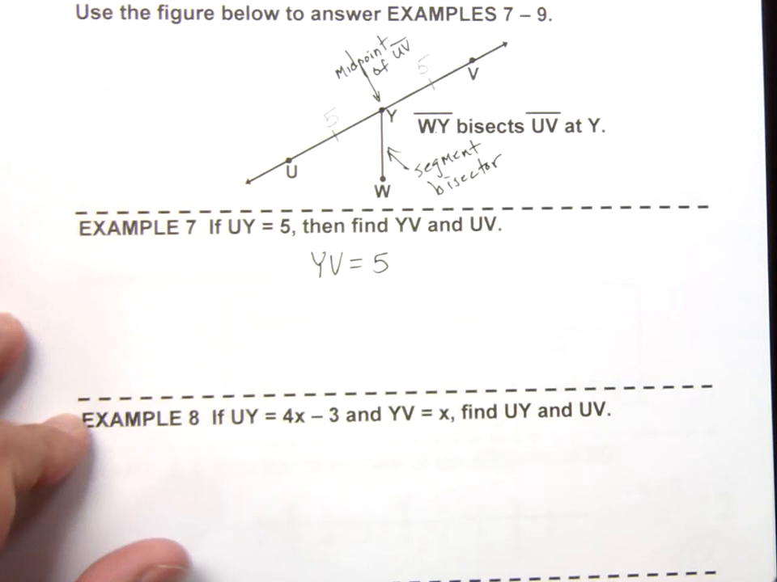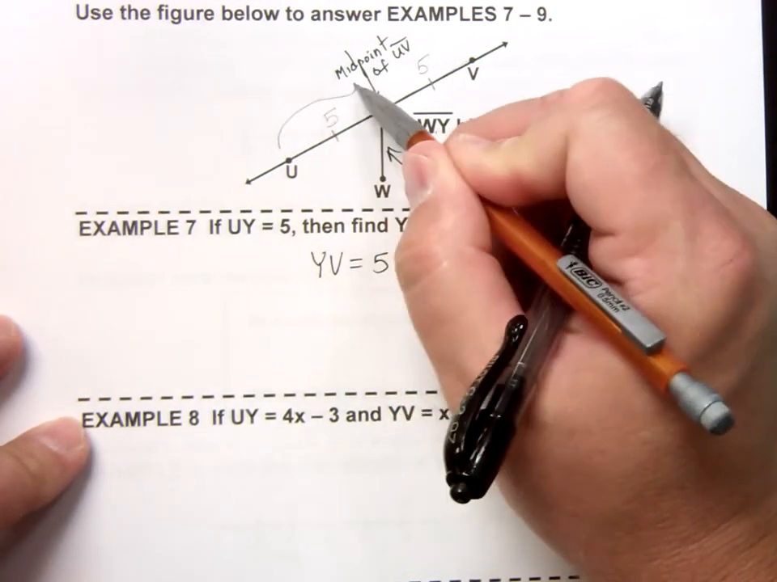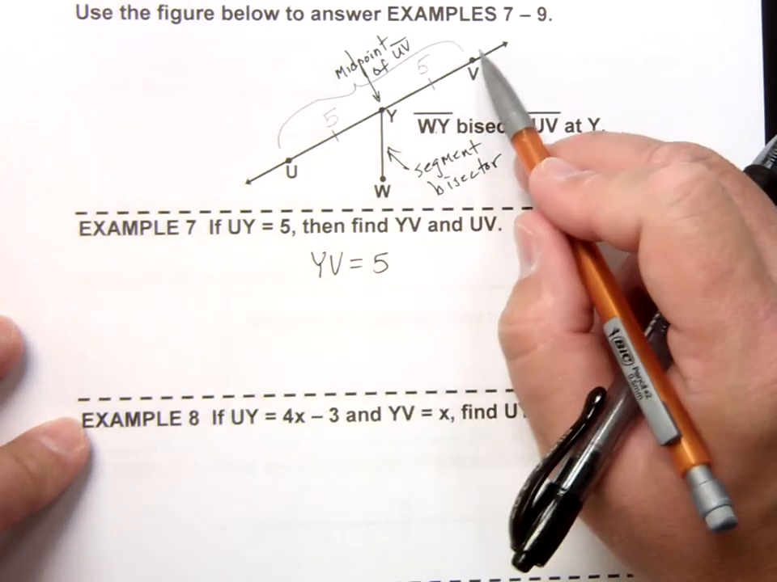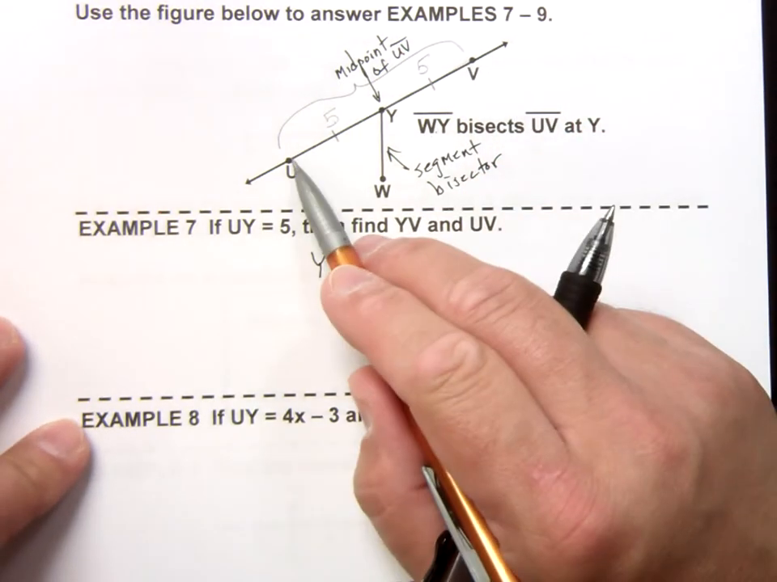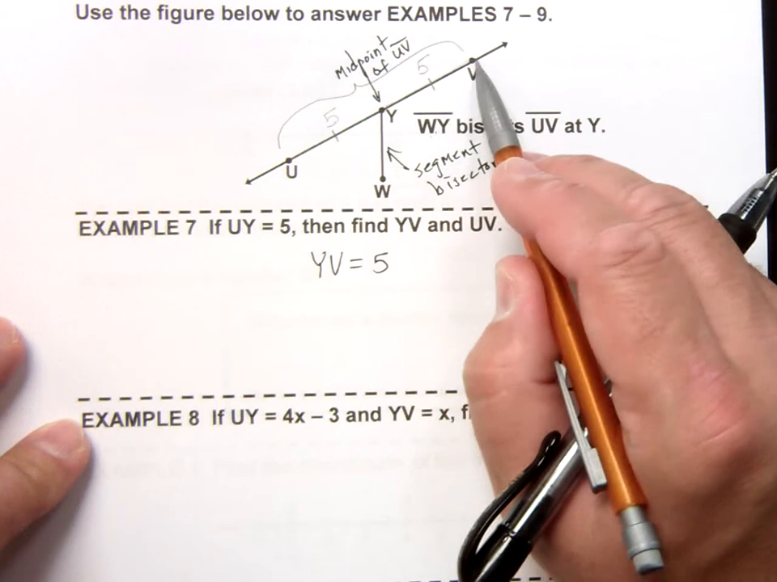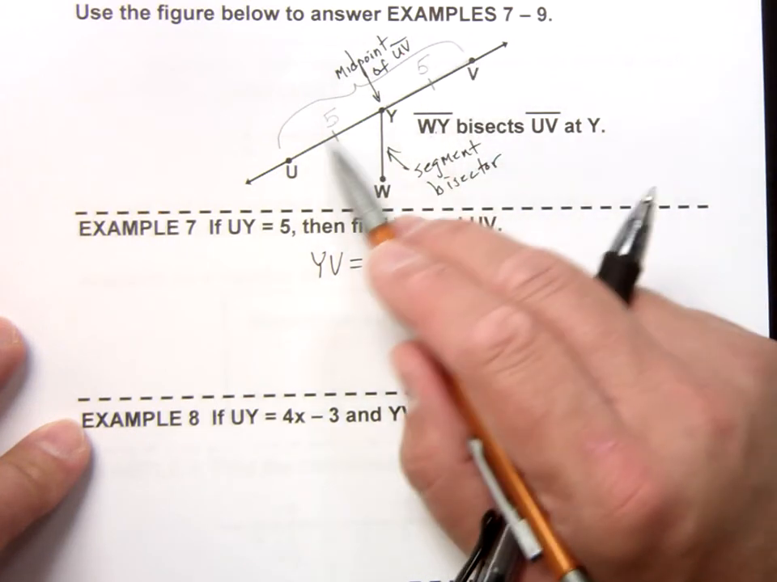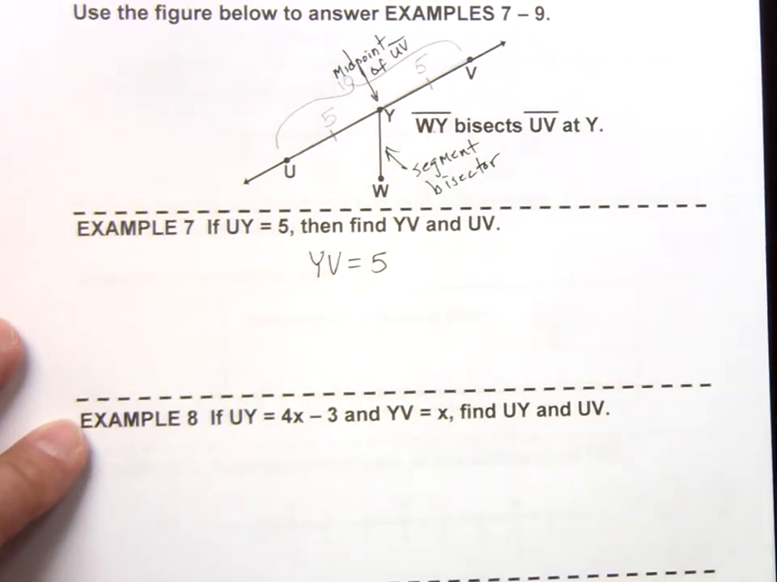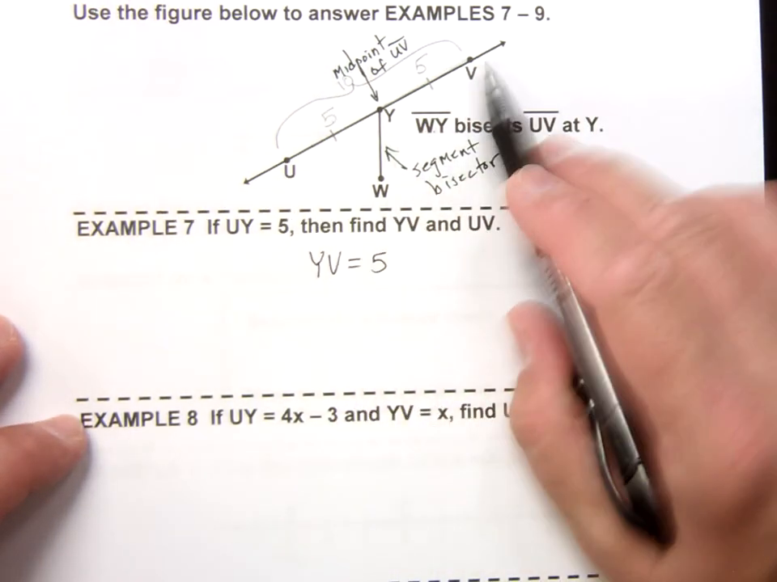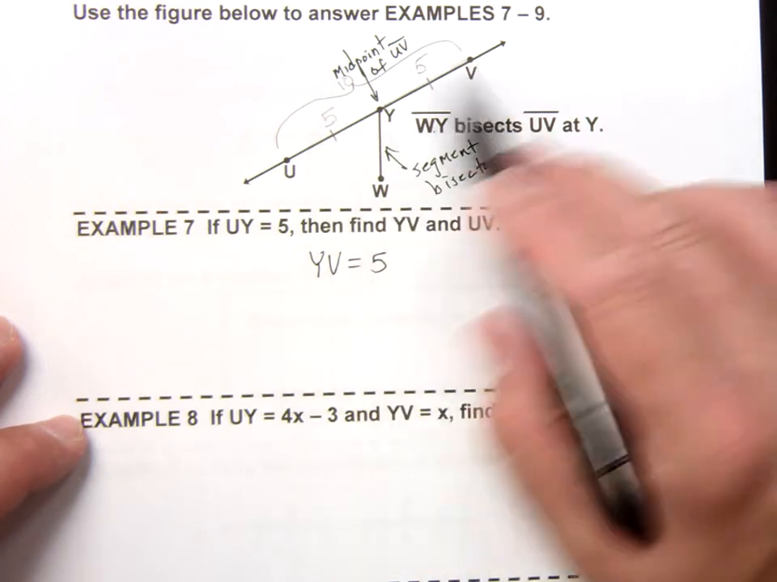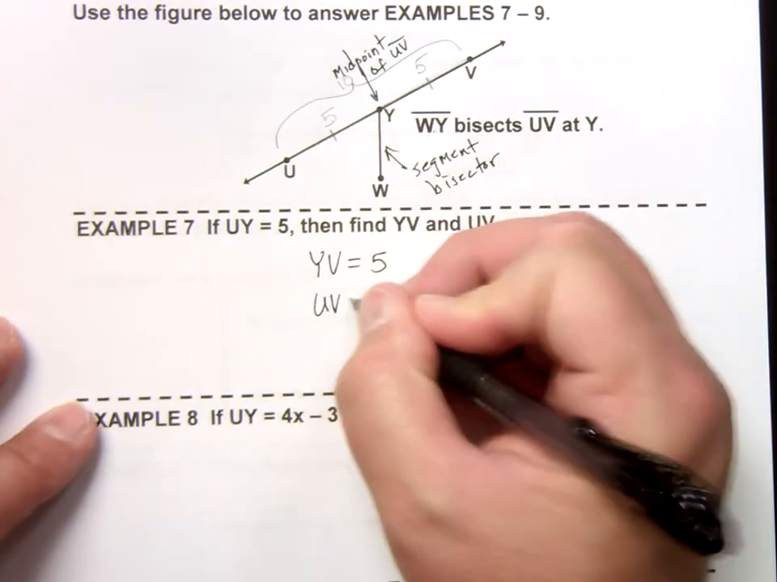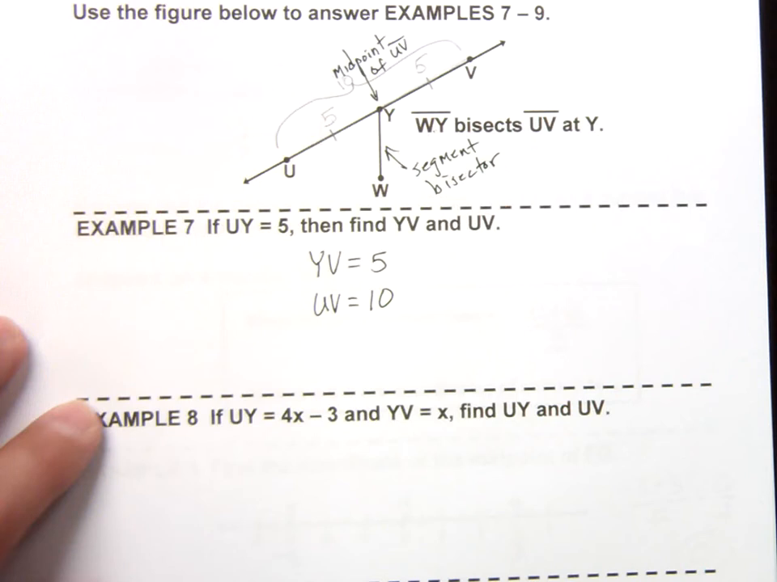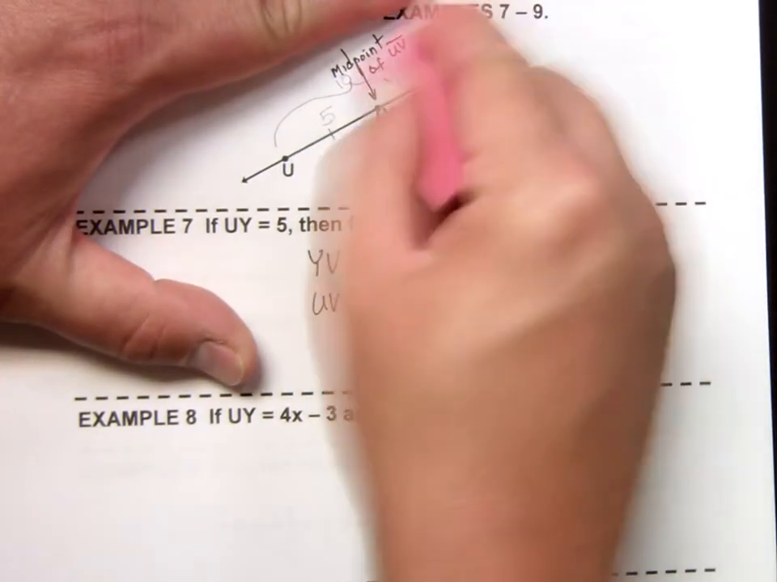Now what is the distance from U to V? So the distance from U to V, this whole thing, I can just take 5 and add those two parts together, and that will give me the distance for that whole. Remember, this is our segment addition postulate, that if a segment is split into parts, those parts are going to add up to equal the whole. So the distance from U to V is 10 units. Okay, I'm going to erase that information from example 7.